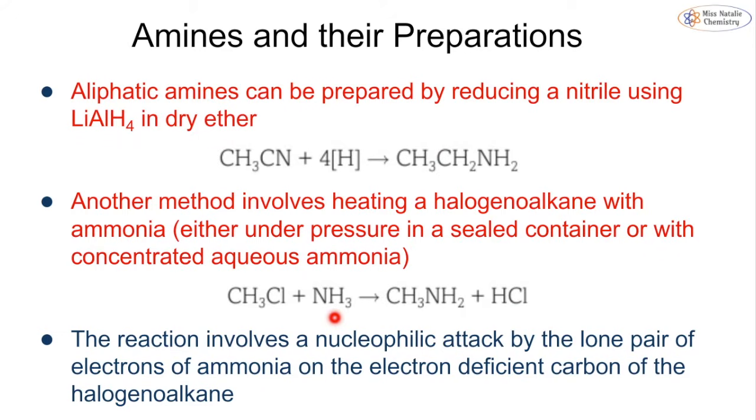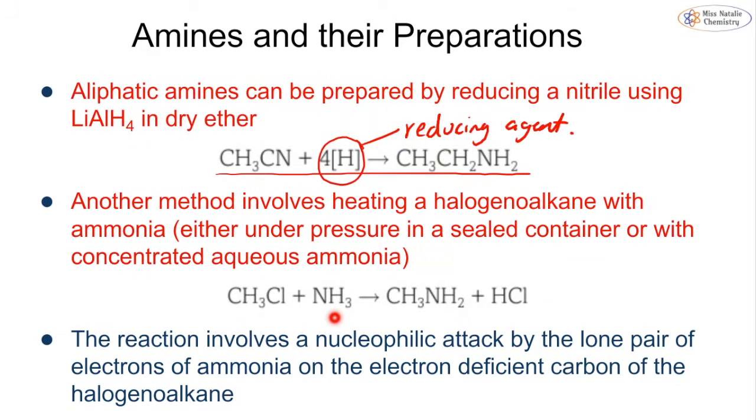Now, aliphatic amines can be prepared in a number of different ways. The first way is by reducing a nitrile group using LiAlH4 in dry ether, and this is the equation for that. Remember that we just write [H] for our reducing agent. We don't need to write it out in full because it is just how it is reacting. Similar to when we have oxidation, we just simply write [O] in the square brackets.